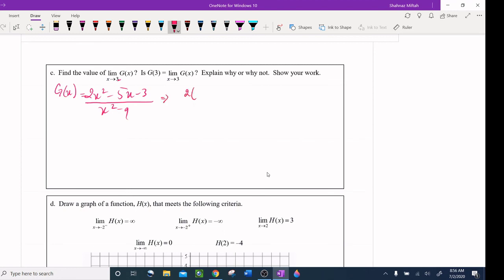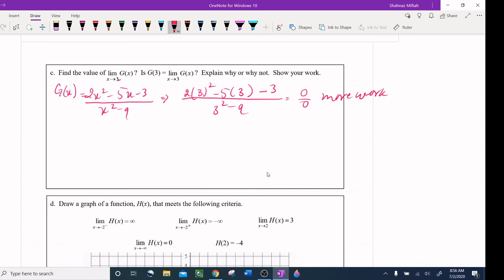I have 3 squared minus 5x, 5, not x. I'm going to go 3 minus 3 over 3 squared minus 9. This is going to give me 0 over 0. You do it, you're going to get 0 over 0. If I get 0 over 0, which means I need more work, right?